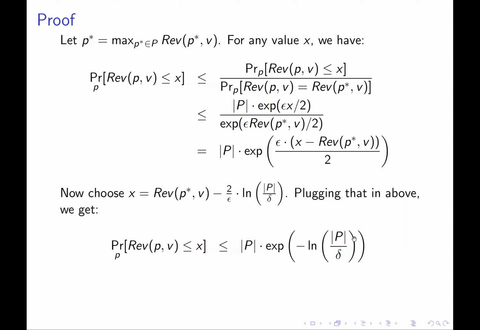And remember that the exponential and the log are inverse functions, and so we'll get yet another cancellation. This is just the number of prices times delta over the number of prices, or in other words, delta, which is what we were trying to prove. Okay, for this definition of a bad price, a price whose revenue is worse than the revenue of the optimal price by 2 over epsilon times log of the number of prices over delta, the probability that we output a bad price is at most delta.